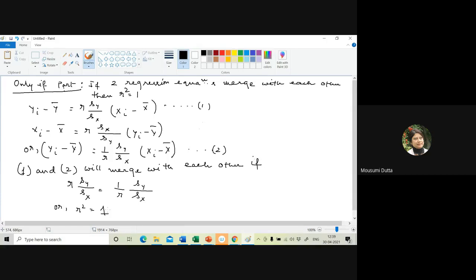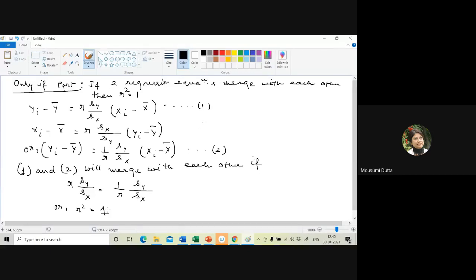Within bracket, provided both slopes are positive and that viewed in the XY plane, with y on vertical axis and x on horizontal axis. That is, everything is in the positive quadrant and we can look at the matrix. So this is the first part.